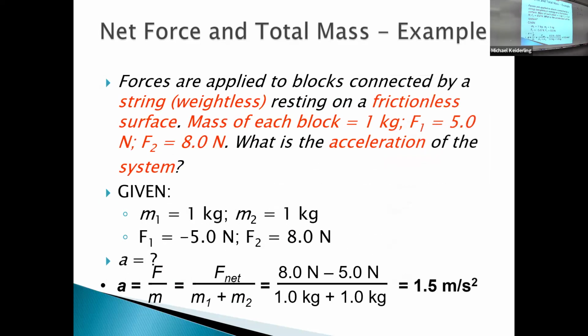So what's the acceleration of the system? Well, we know that mass one and mass two are both 1 kilogram, and that force one is minus 5 newtons and force two is plus 8 newtons. So if we add the forces, we get 8 newtons minus 5 newtons, and then divide by the sum of the masses, 1 kilogram plus 1 kilogram. We get 3 newtons divided by 2 kilograms, or 1.5 meters per second squared.